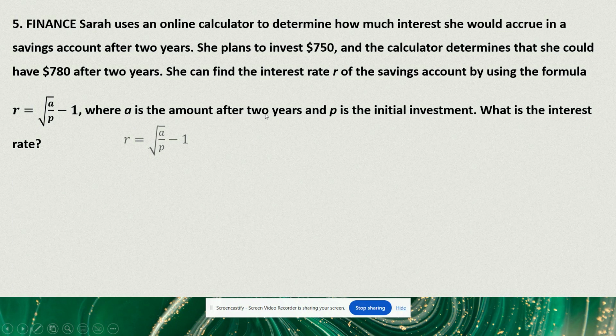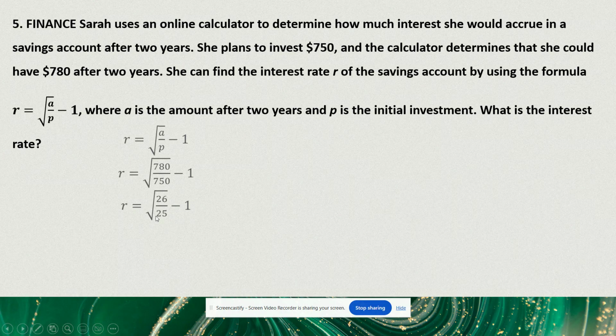Well, A is the amount after 2 years. And the calculator determined that she could have $780 after 2 years. And P is the initial investment, which is $750. So I'd plug those numbers in. R is equal to the square root of 780 over 750 minus 1. And the first thing I want to do is reduce that as much as I can. So R is equal to the square root of 26 over 25 minus 1.